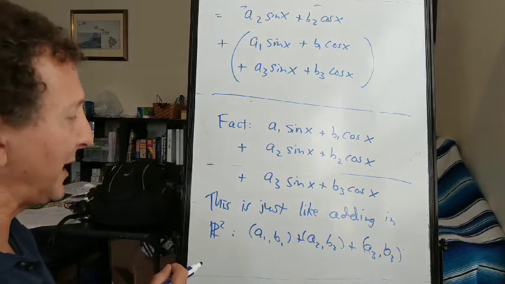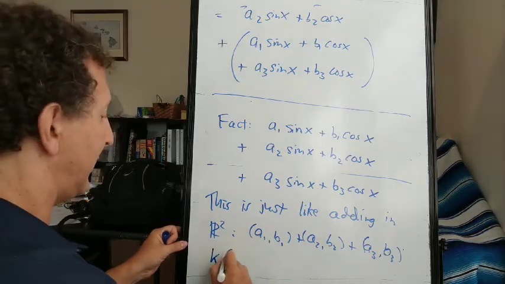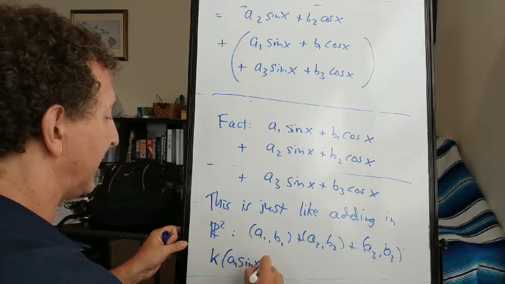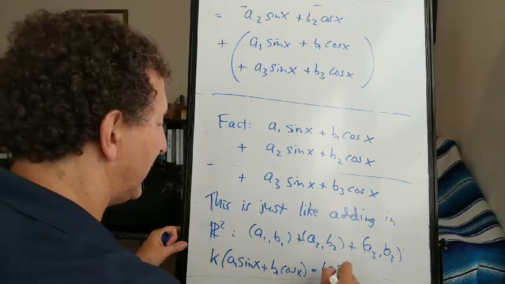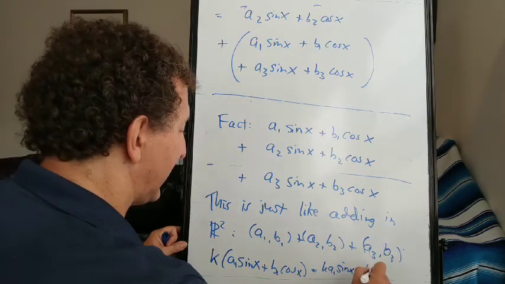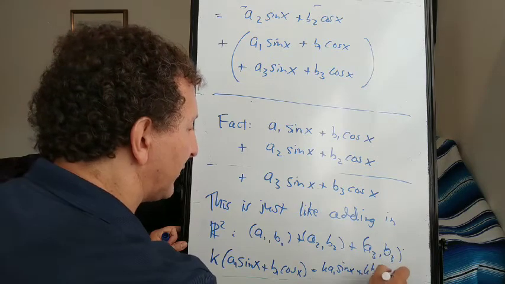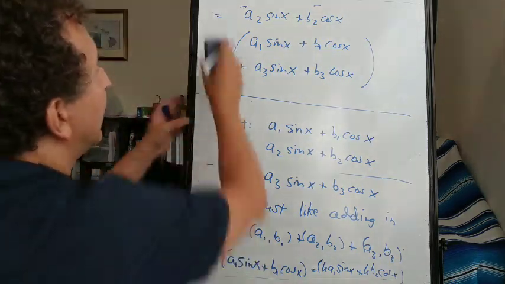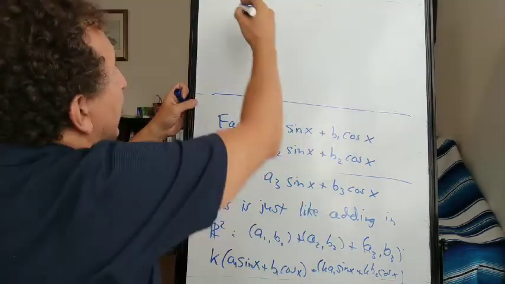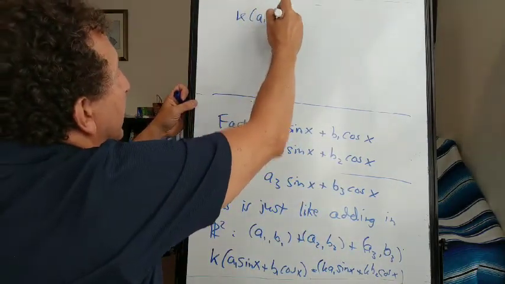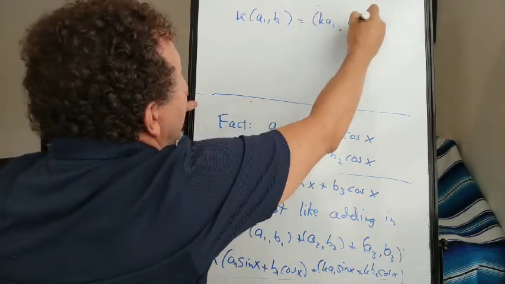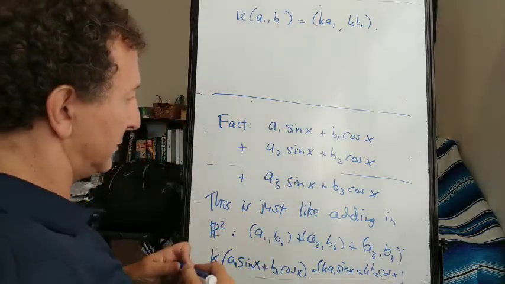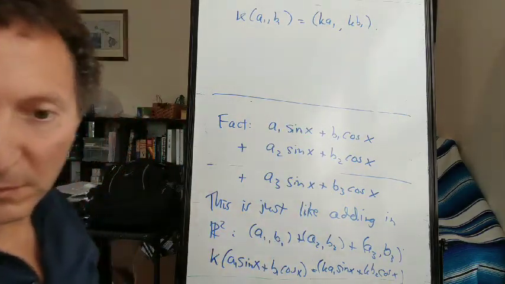And even if we do scalar multiplication, k times (a1 sine x plus b1 cosine of x) is k a1 sine of x plus k b1 cosine of x. So it's just like saying k times (a1, b1) equals (k a1, k b1). The end.